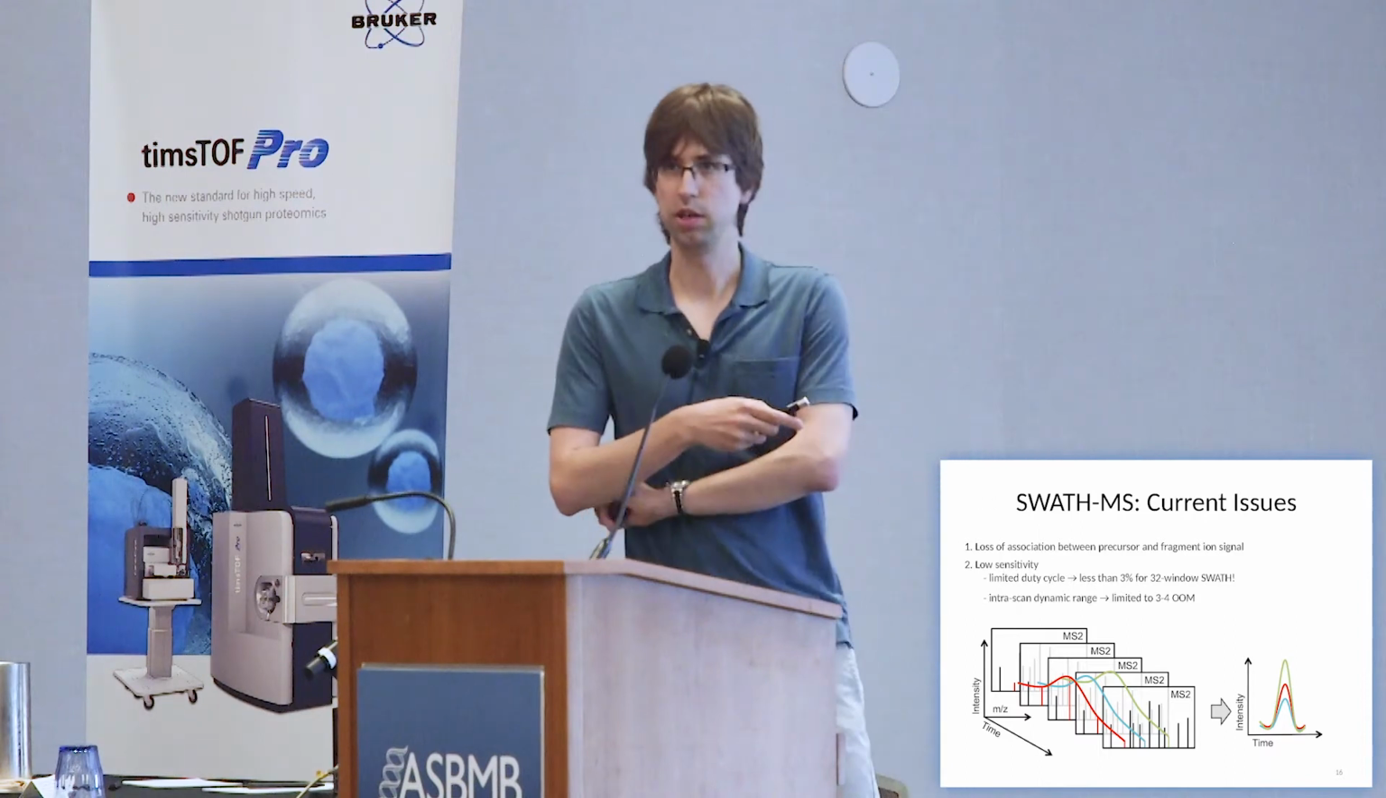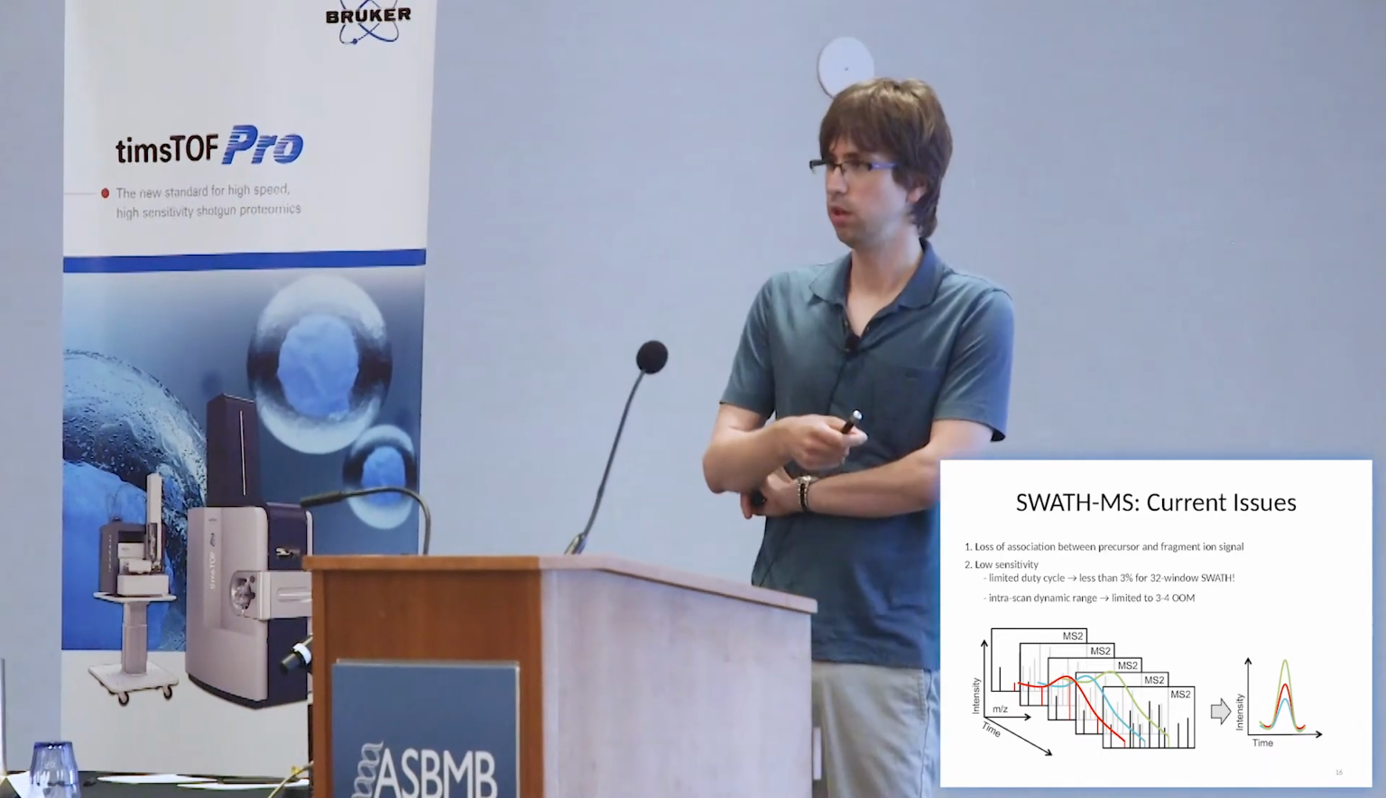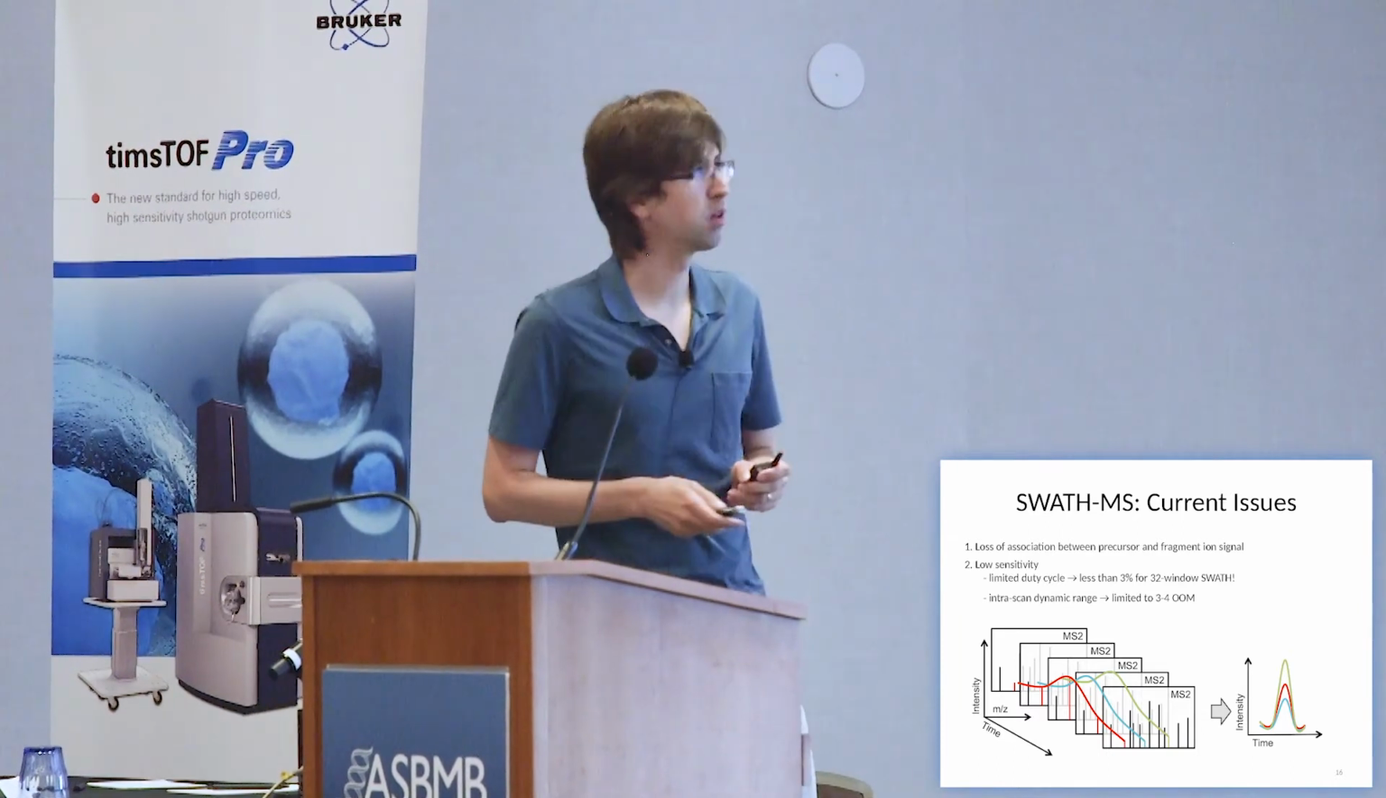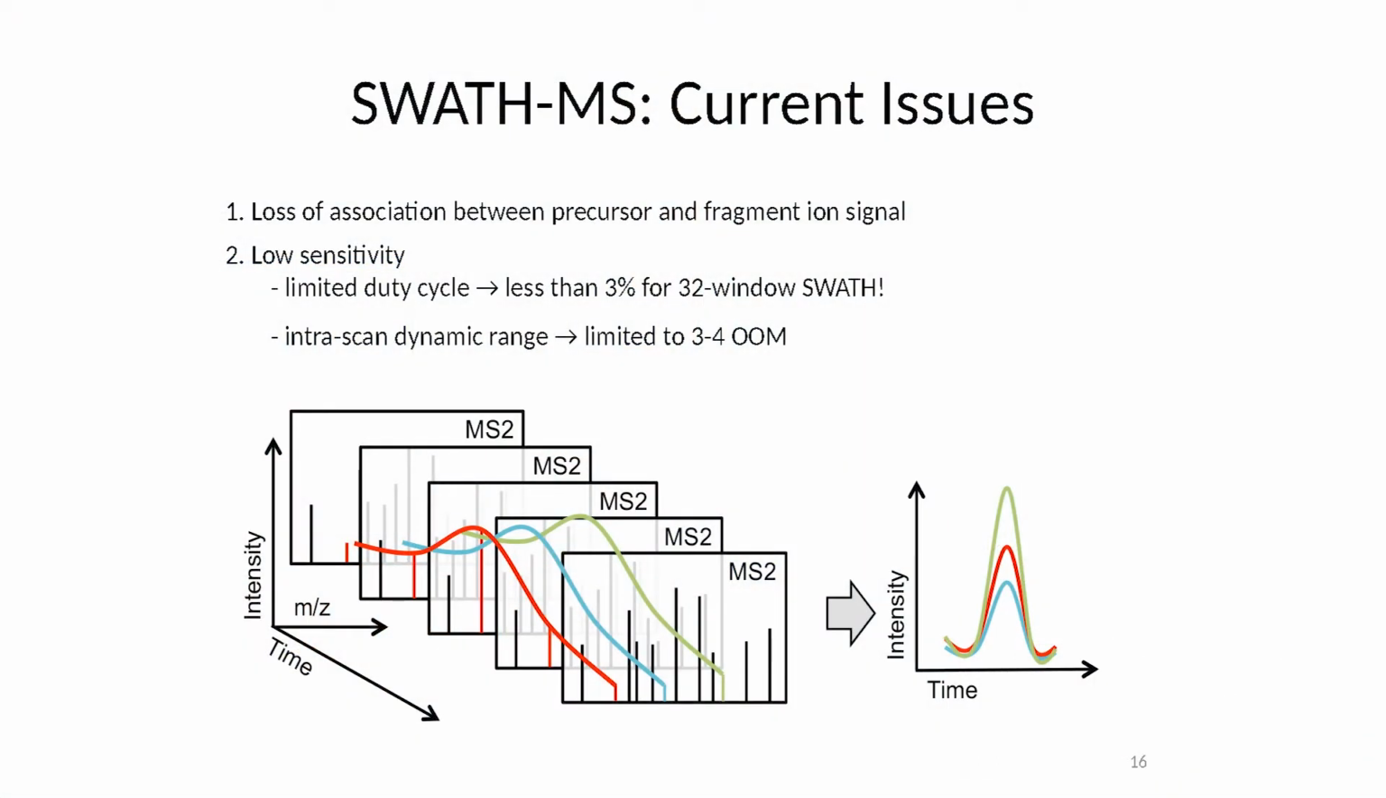Now, the second issue that is not uniquely a problem of DIA, but generally a problem of the way we do mass spectrometry, is that we are still somewhat plagued by low sensitivity. So if you have 32 swath windows, you only measure 1 swath window at a time. So that means you only measure 3% of the ion beam, whereas 97% of the ion beam does not get measured.